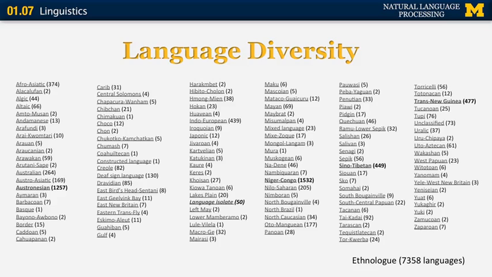Other large groups include Sino-Tibetan languages, which include Chinese and related languages. Languages from Papua New Guinea are also very common. In fact, Papua New Guinea is one of the places in the world, along with Indonesia, that has the largest number of different languages.